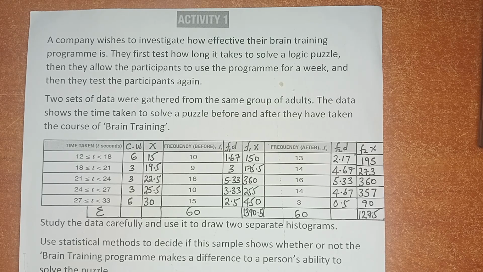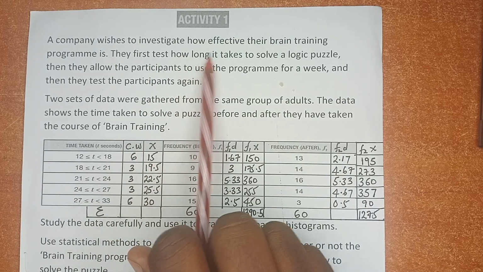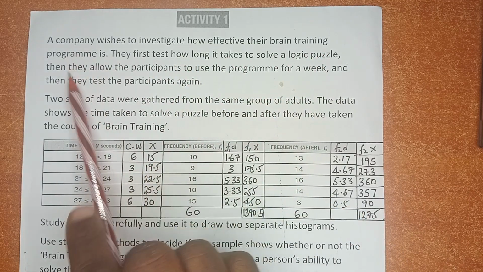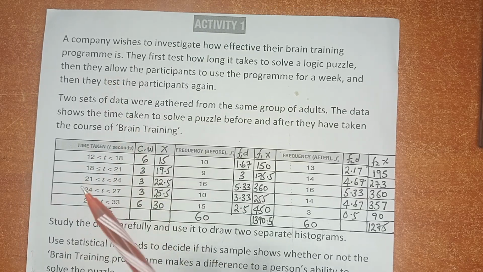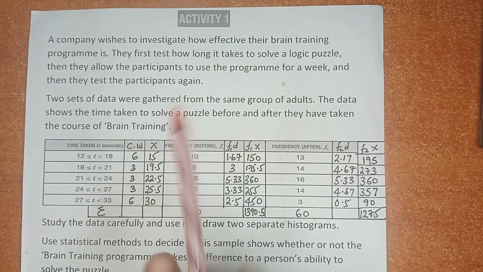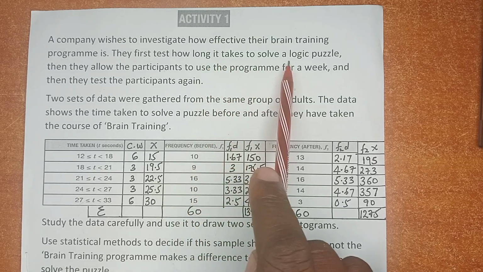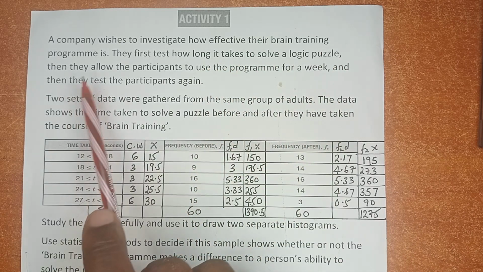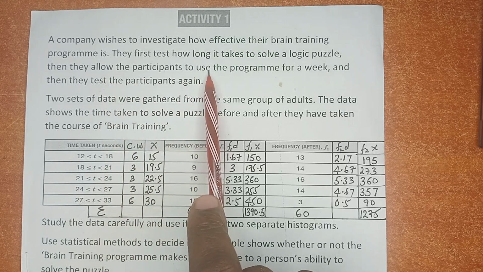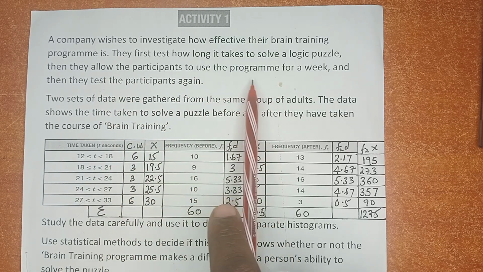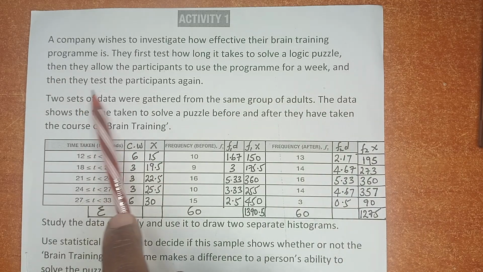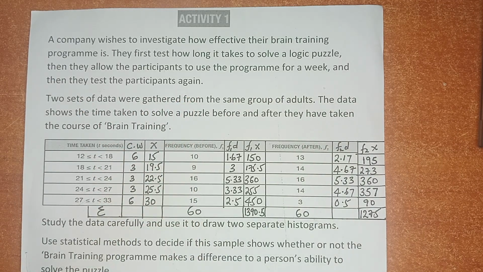In this video I'm trying to explain activity 1 in handling data 6. We are told that a company wishes to investigate how effective their brain training program is. They first test how long it takes to solve a logic puzzle. Then they allow the participants to use the program for a week, and then they test the participants again.